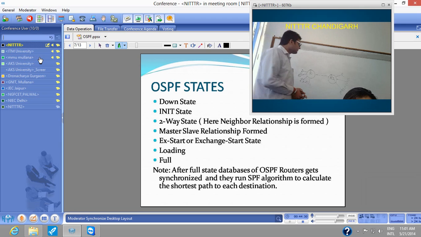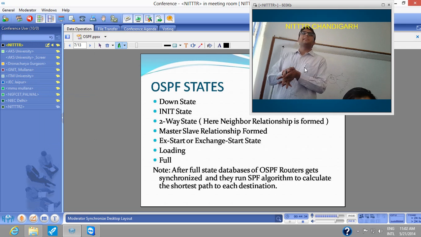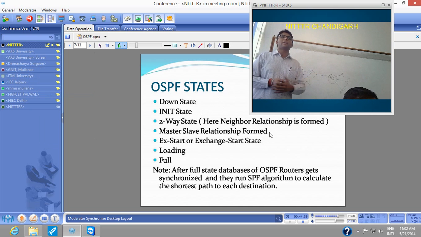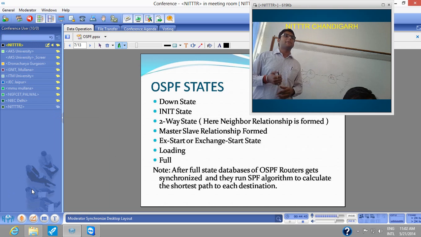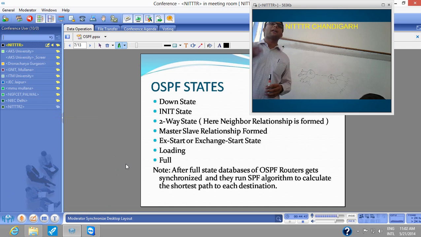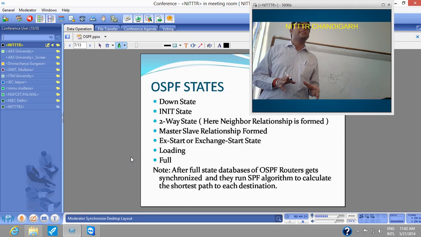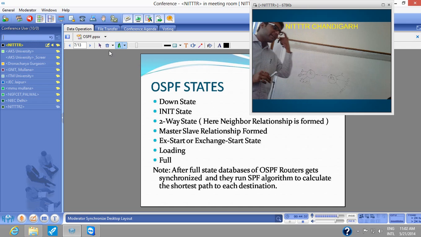OSPF states. To become neighbors, there are a few parameters, of which I showed you 4 parameters. Actually, it has more parameters, but these 4 are the essential parameters. I'll show you today with the help of Wireshark which parameters are there in it. All right. The concept is used in OSPF, but the configuration is very simple. All right. OSPF states.